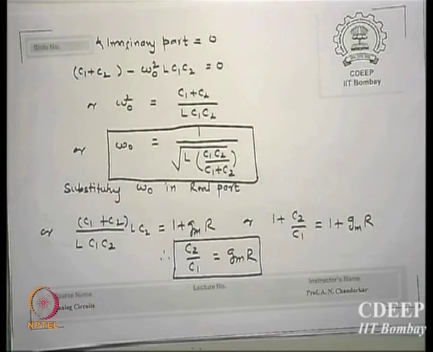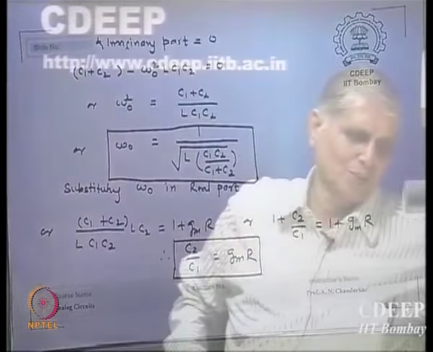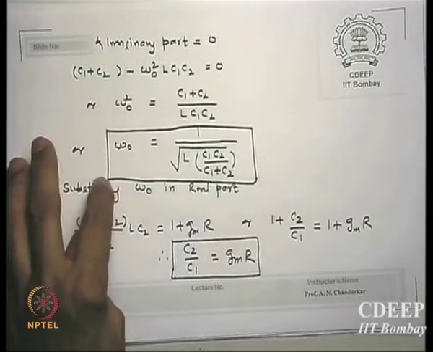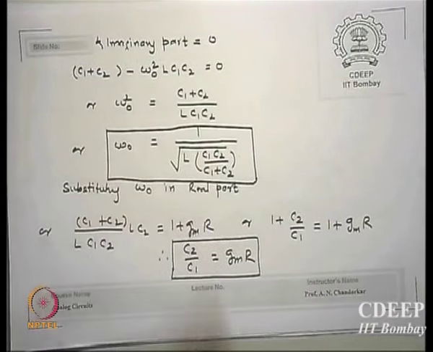So as long as your GMR has a value of C2 by C1, OK, slightly greater than C2 by C1, that oscillator, Colpitts oscillator will oscillate at 1 upon root L C1 C2 upon C1 plus C2.